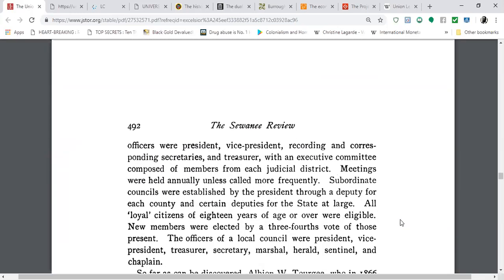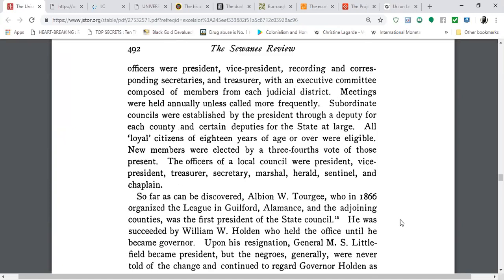The officers were presidents, vice presidents, recording and correspondence secretaries, and treasurer, with an executive committee composed of members from each judicial district. Meetings were held annually, unless called more frequently. Subordinate councils were established by the president through the deputy of each loyal county, and certain deputies were stationed at large. All loyal citizens of 18 years of age were eligible. New members were elected by a 3/4 vote of those present. Officers of the local council were president, vice president, treasurer, secretary, marshal, herald, sentinel, and chaplain.